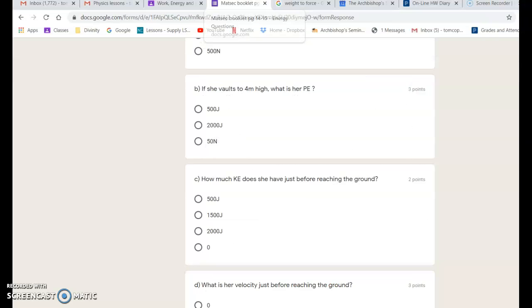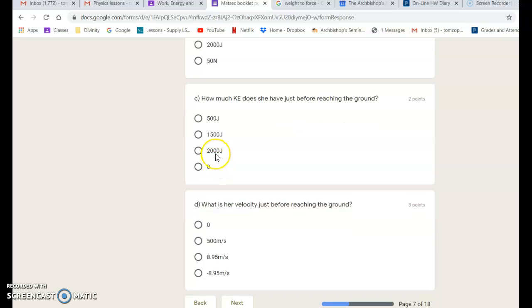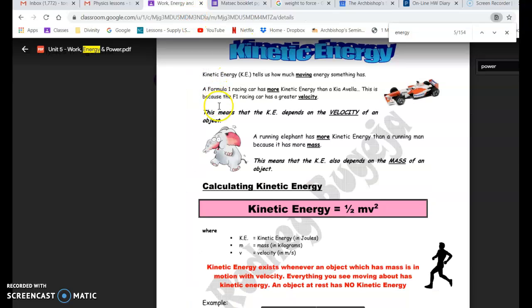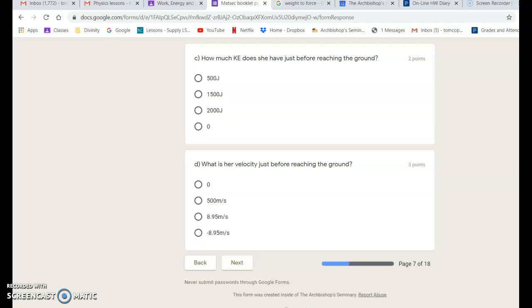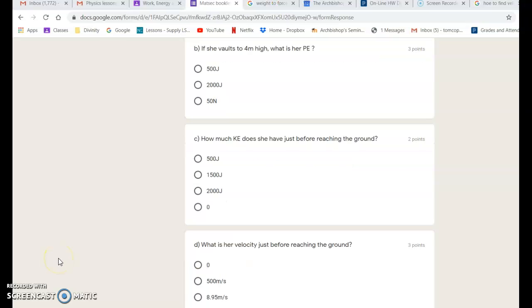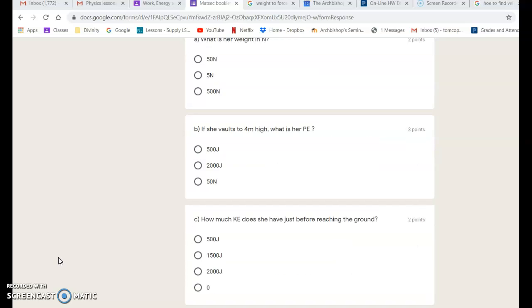So, how much kinetic energy does she have just before reaching the ground? So we know that to find kinetic energy, it is half times the mass times velocity squared. Now, I just realized this is a trick question and you're going to have to figure it out on your own, but I can give you a hint.